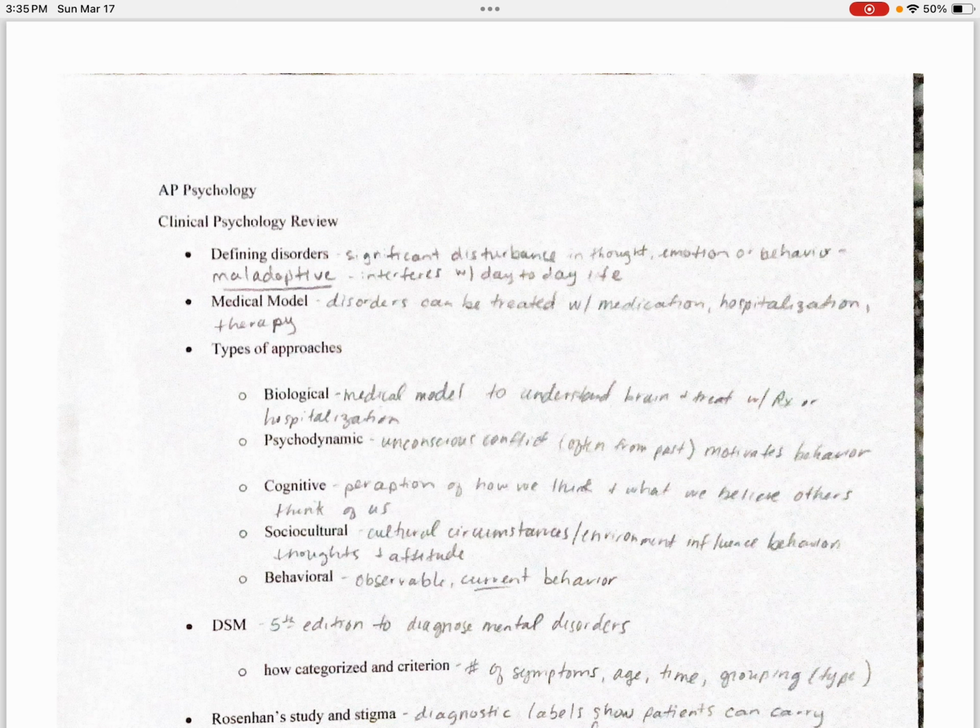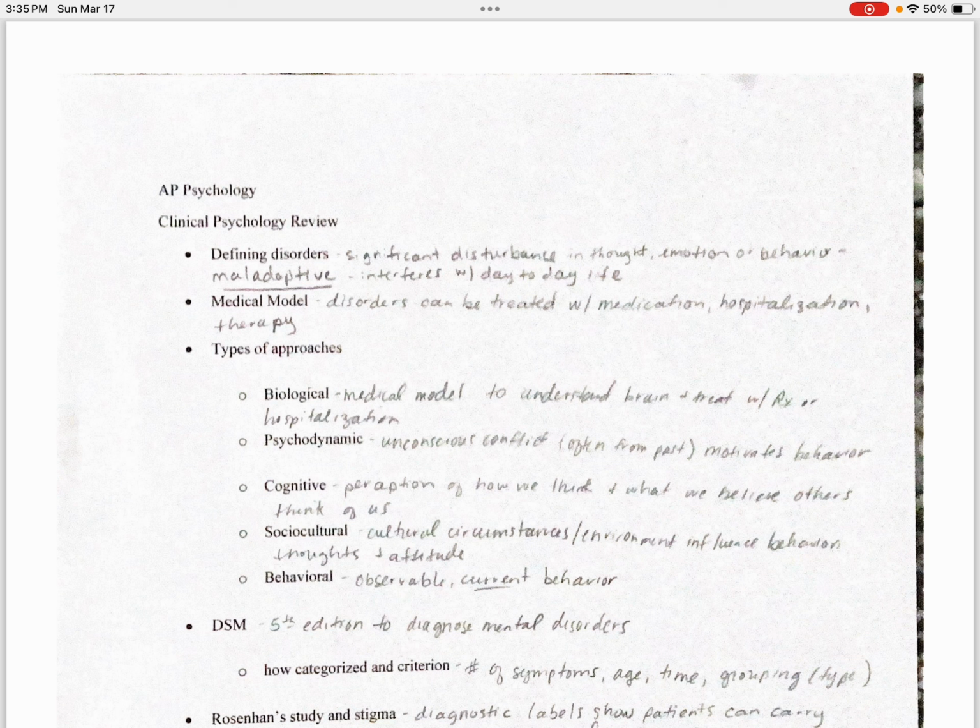So let's get into defining disorders. It's a significant disturbance in thought, emotion, or behavior. In order to define someone with a disorder, it needs to be maladaptive, which means it interferes with day to day life. I've been pretty open with you about my own phobia. Probably not really maladaptive for me because I've learned to overcome and adapt to ways where I don't have to deal with that. Therefore, I don't have that label and that diagnosis.